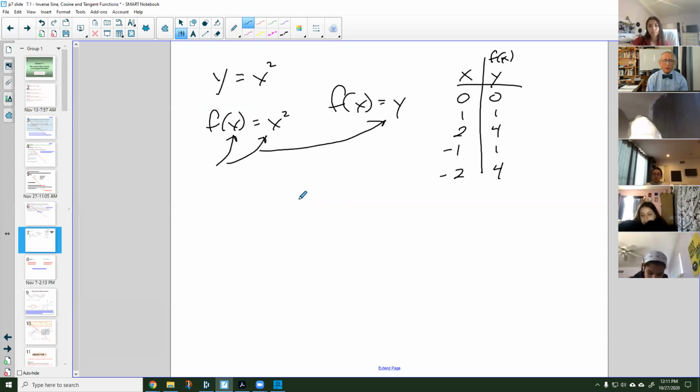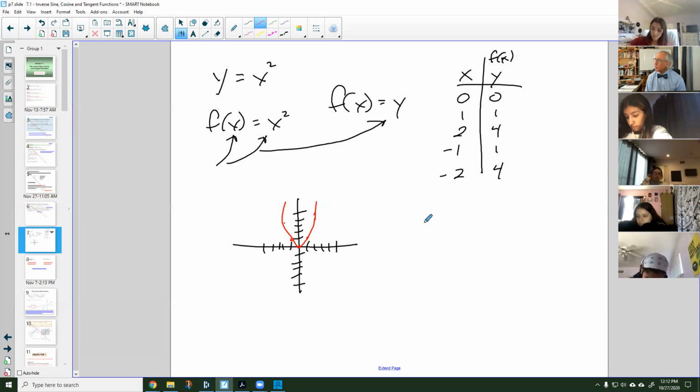And I could take that and graph it. I have the point (0, 0), which is right there at the origin. The point (1, 1). The point (2, 4). Then (-1, 1) and (-2, 4). And I could make that into a parabola. It's a pretty ugly parabola, but it'll do. Everybody okay with that?